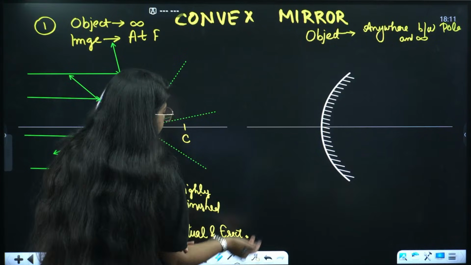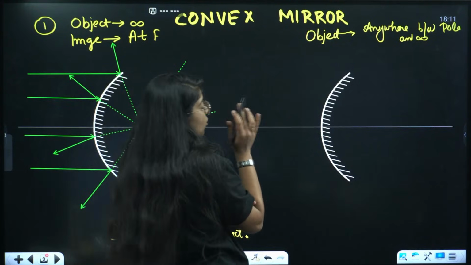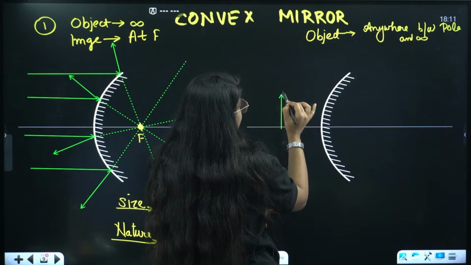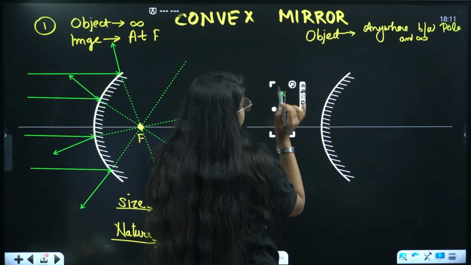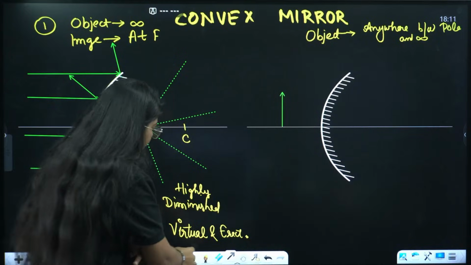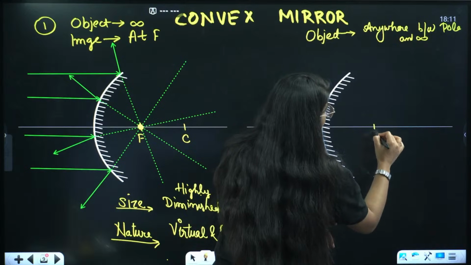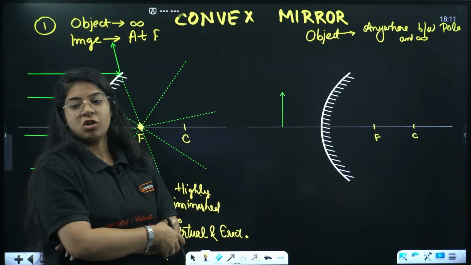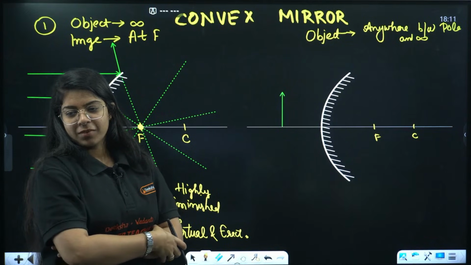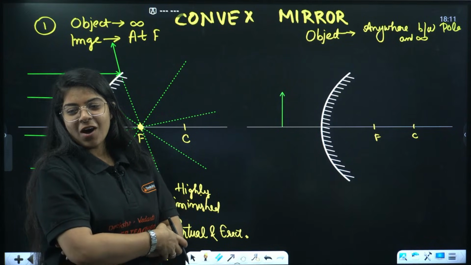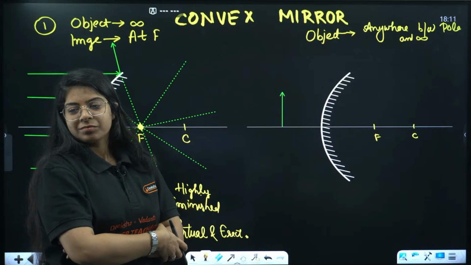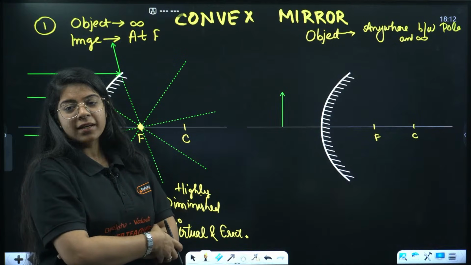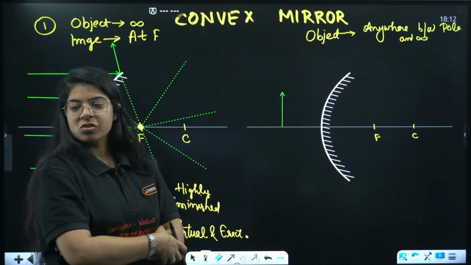Next is the object anywhere between pole and focus. So let's say this is my object. Done? And let's make the pole, the focus and the center of curvature of the convex mirror. It's your wish, Bunty. Okay? We are just doing ray diagrams.